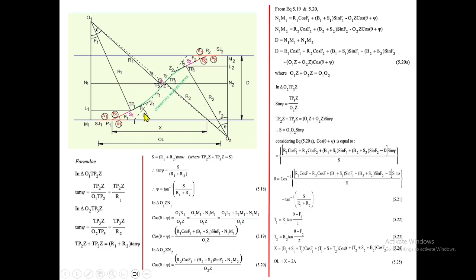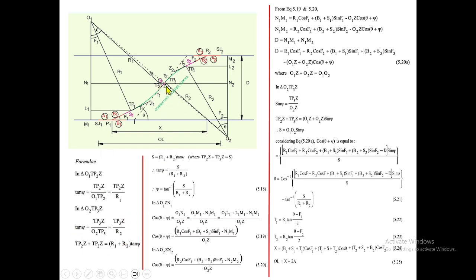Again, for the psi angle, we take this side also. We take this triangle: tan psi equals TP3 Z divided by O2 TP3, and we make it TP3 Z divided by R2. Here also tan psi equals opposite over adjacent side. So we form another equation: tan psi on this side gives this equation, and on the other side gives this equation.